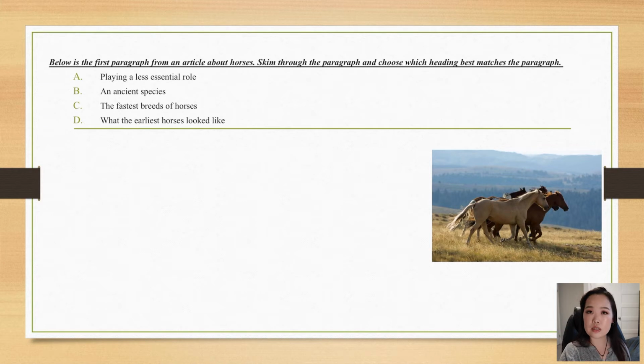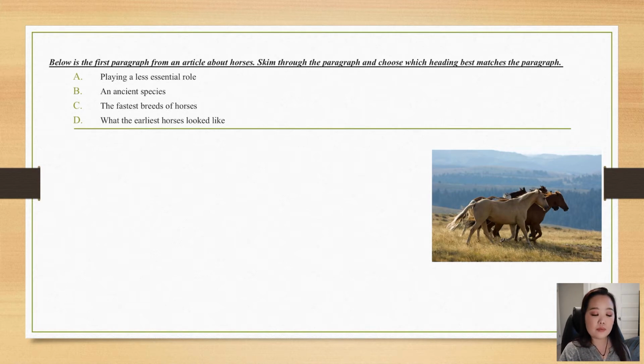This is a comparison here, which means that in the passage, there will also be a comparison. Compare the current role to another one to make a contrast, telling you that it's less essential right now. And playing a less essential role, what exactly is that role? There will also be descriptions in the paragraph to tell you what those roles are.